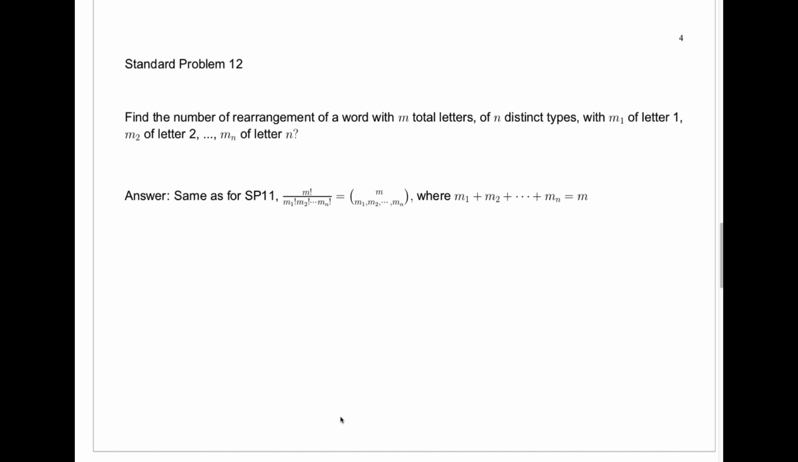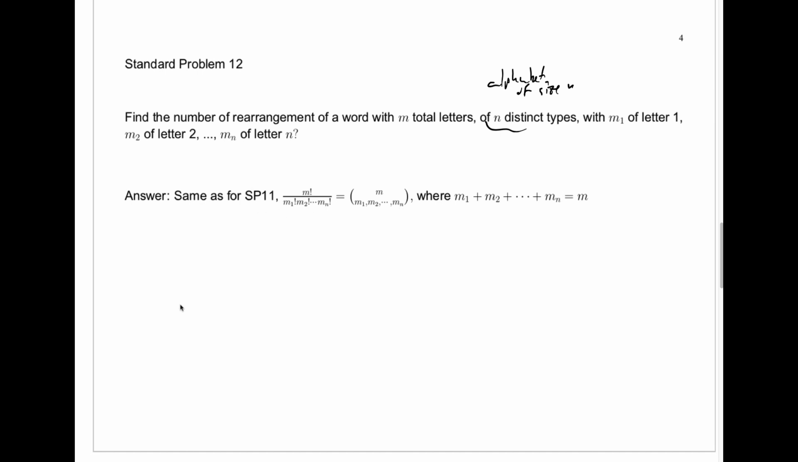So in the end, this is called standard problem number 12. Find the number of rearrangements of a word with m total letters of n distinct types, or different letters. You could say that from an alphabet of size n, with m1 of letter 1, m2 of letter 2, etc., up to mn of letter n. How many ways are there to rearrange such a word? Well, the answer is the same as for the previous standard problem 11.